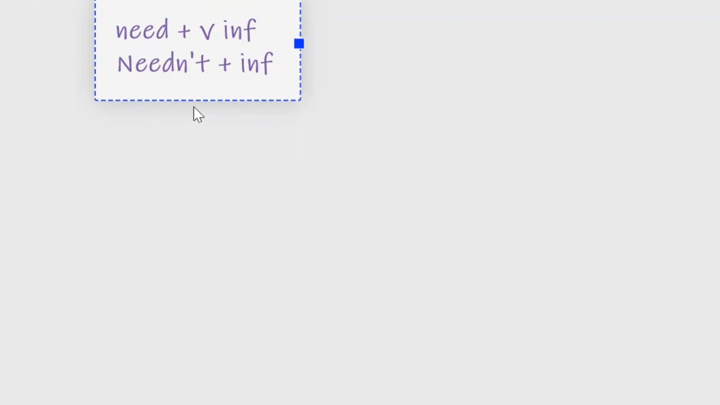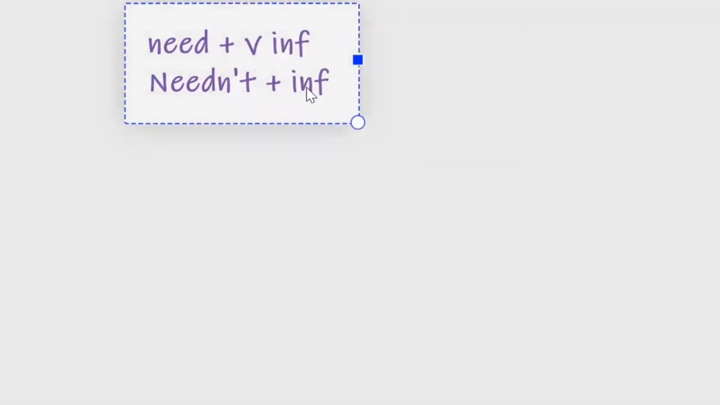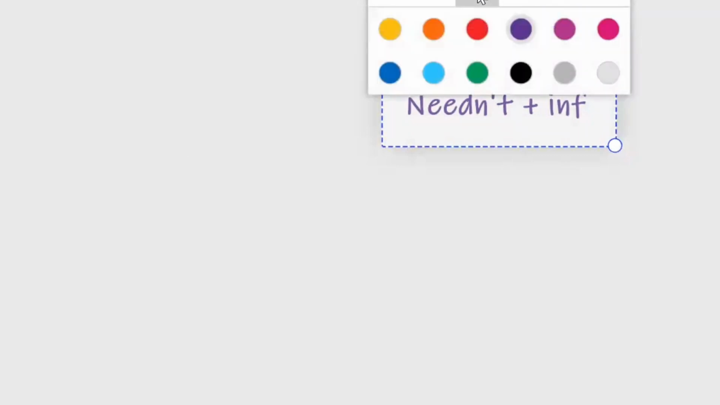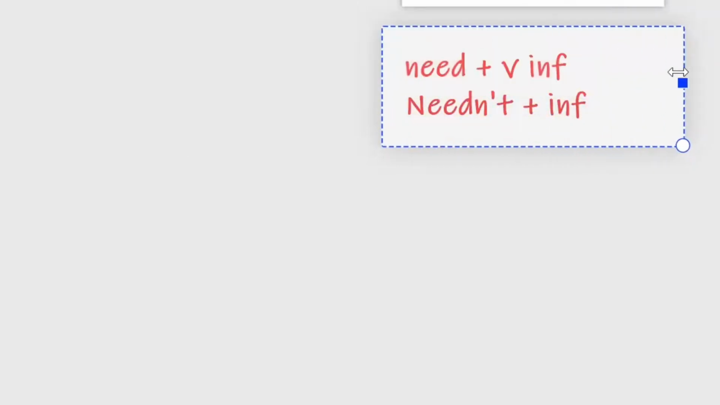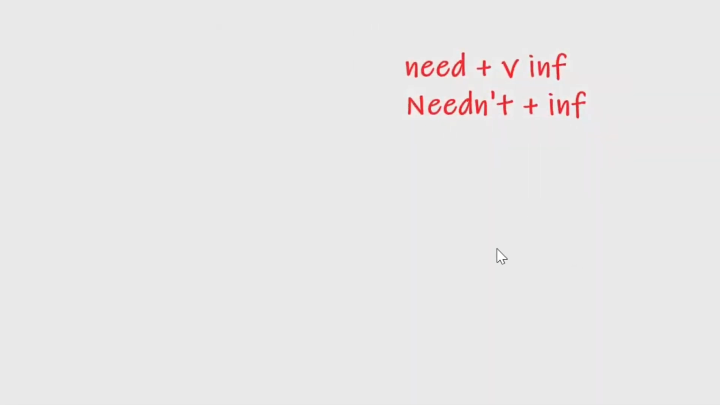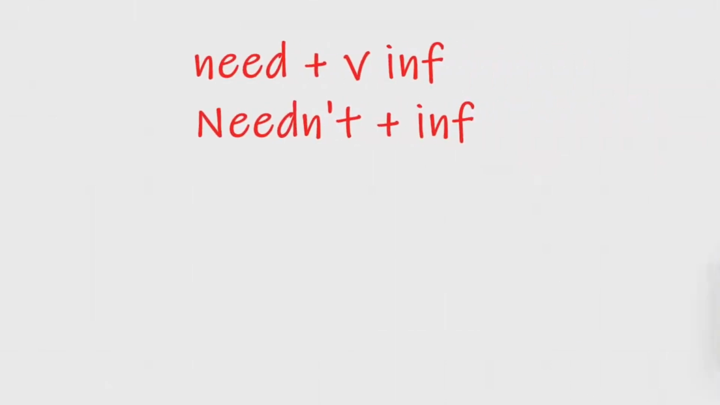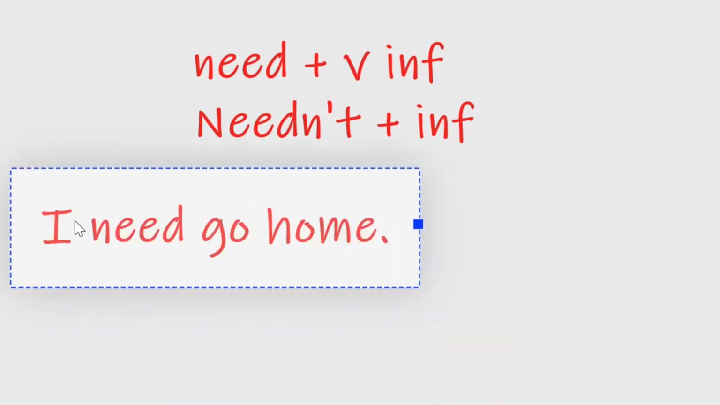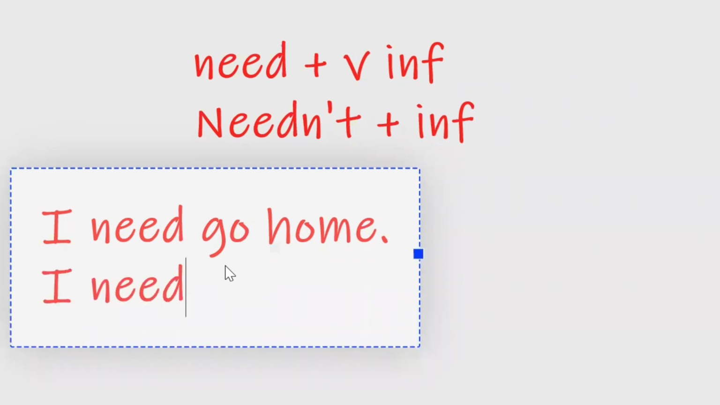Look at this example, my friends. If I say, I need go home. Exactly true. Need, this is an affirmative sentence. Need in the present symbol. And after that, we get the base form of the verb, that is go. And if you wanted to change this sentence into negative, I will say, I needn't go home.